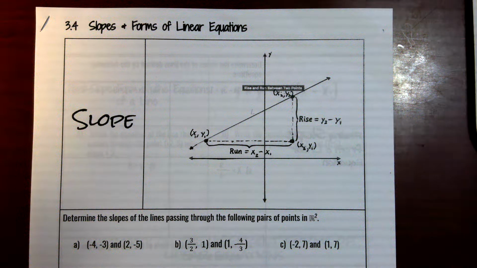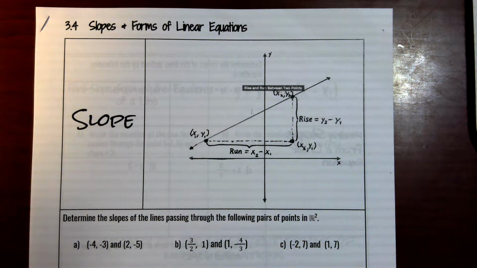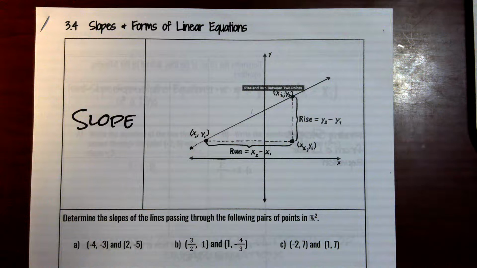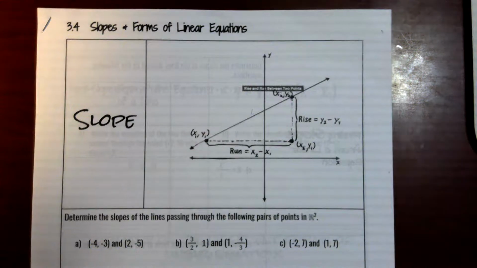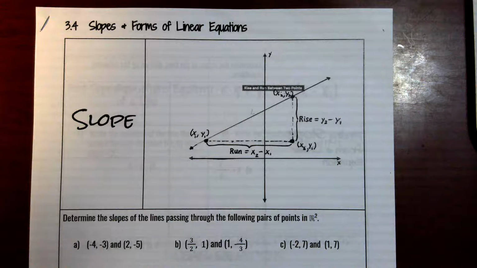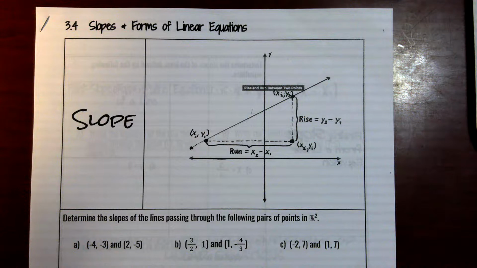Okay, this is section 3.4. This is slopes and forms of linear equations. In this section, I think you'll find this one pretty easy as well, as the last couple have been. Just basically stuff you've done since probably Algebra 1.